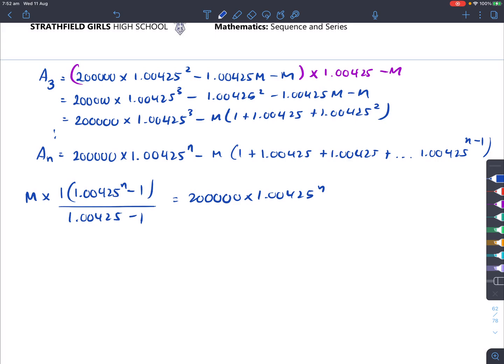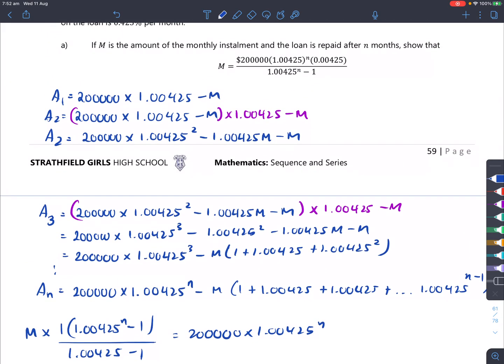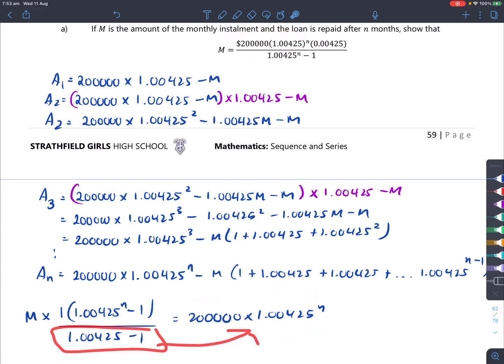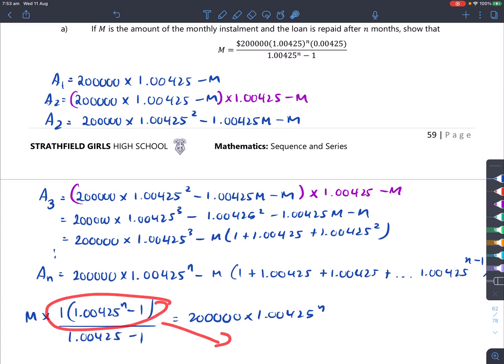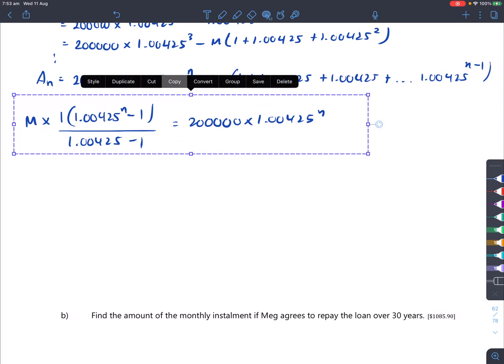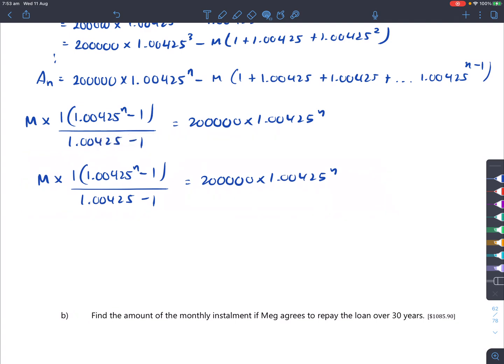Okay. Now let's have a look at what they actually want us to prove. Okay, they want us to prove this statement. So we do have this over on this side. We're just going to multiply what this result is to the other side, which is 0.00425, and we're going to divide this one over. Let me just simplify this first, just so that I know I'm doing one step at a time. So this bit here will be 0.00425.